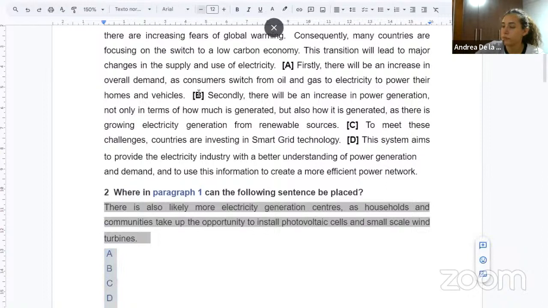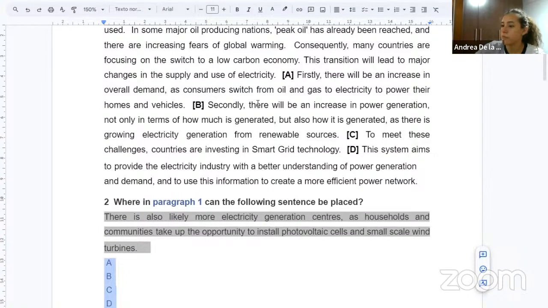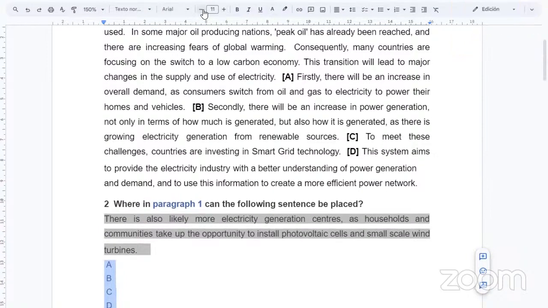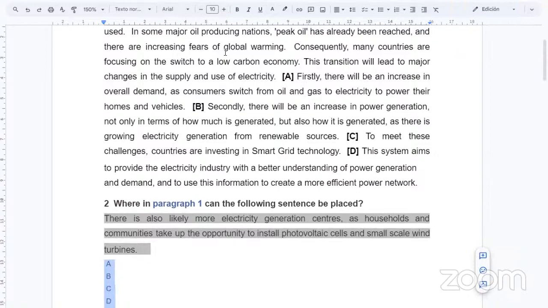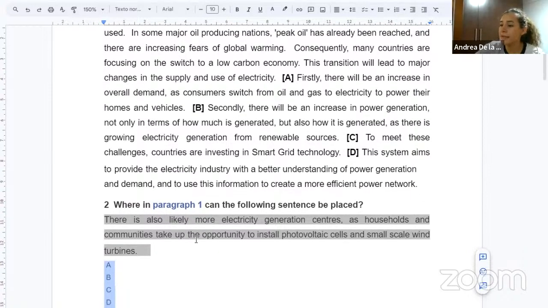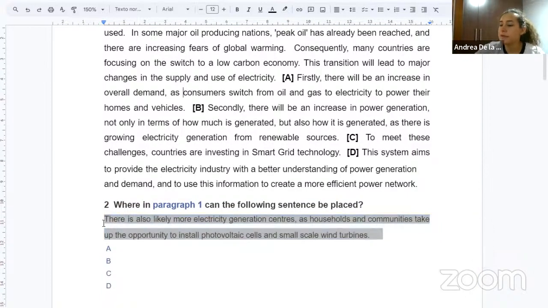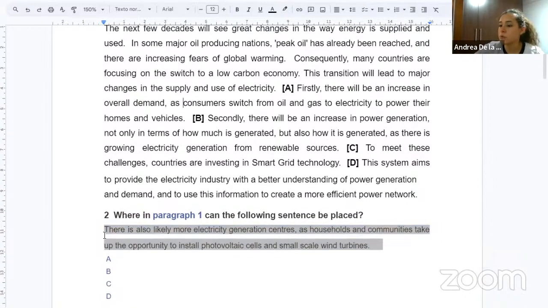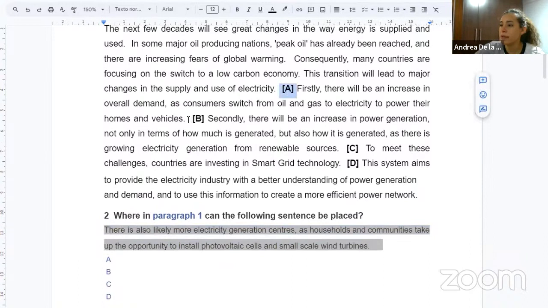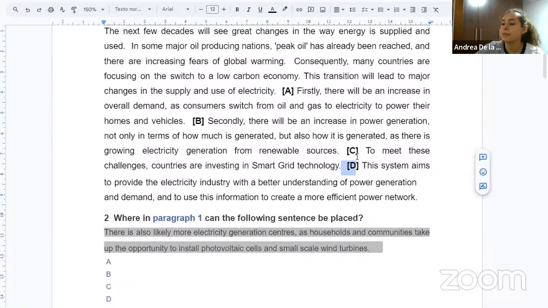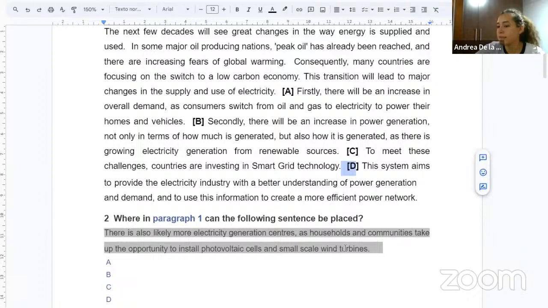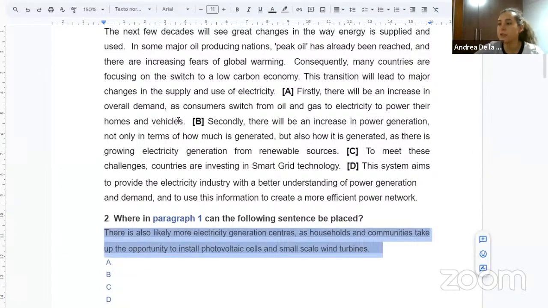Okay, guys. So the question here says, where in paragraph 1 can the following sentence be placed? Okay, guys, and we have 4 options. We have these 4 little boxes, option A, B, C, and D. And you need to tell me where it would be best placed. Okay, this is the sentence. I will give you guys 2 minutes for this one. It usually takes some more time. Let's see.